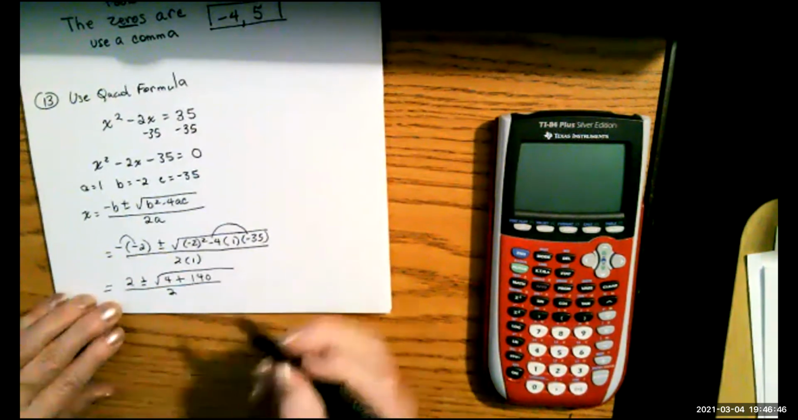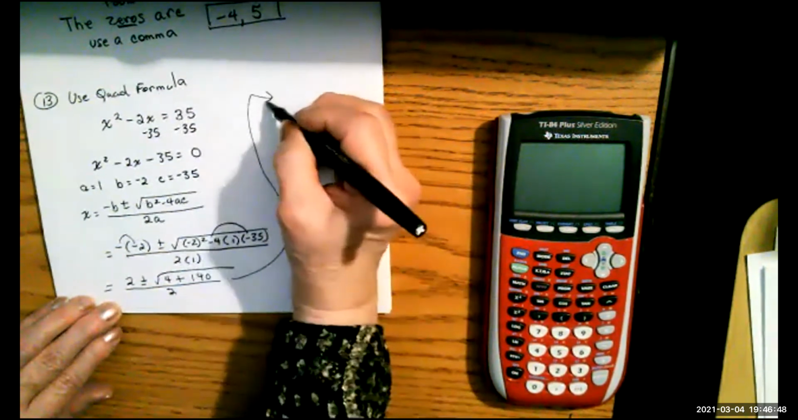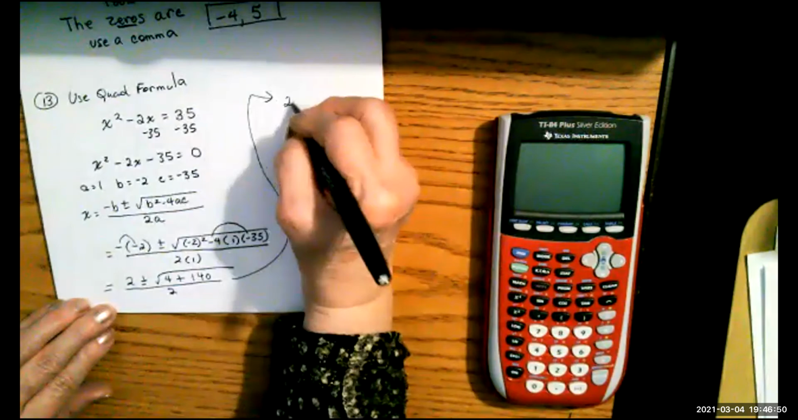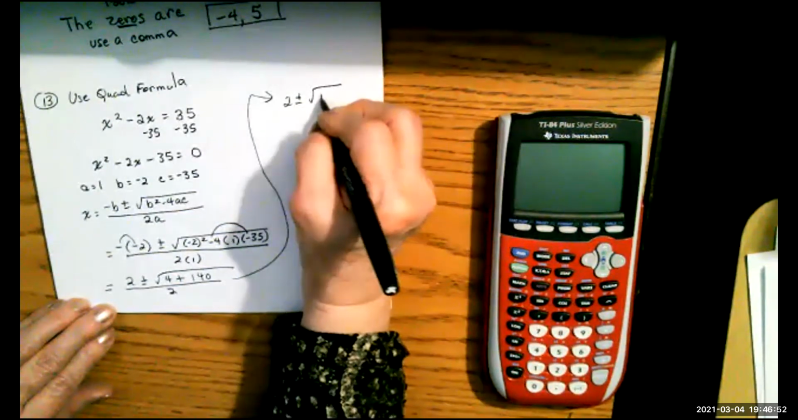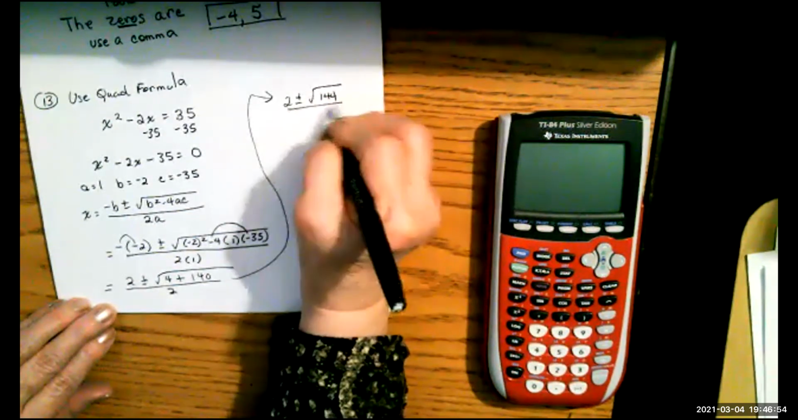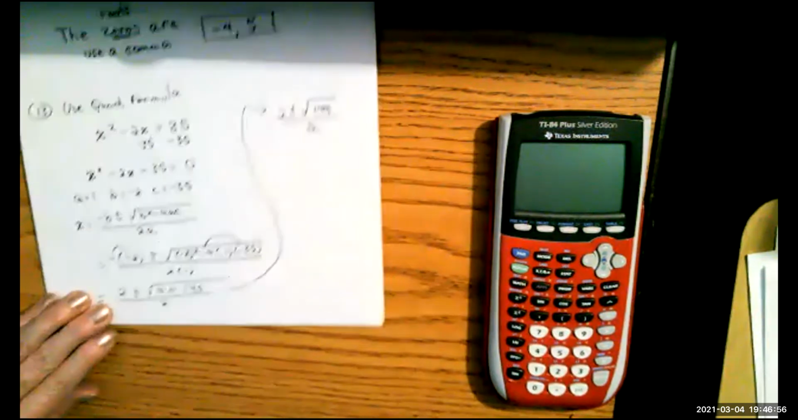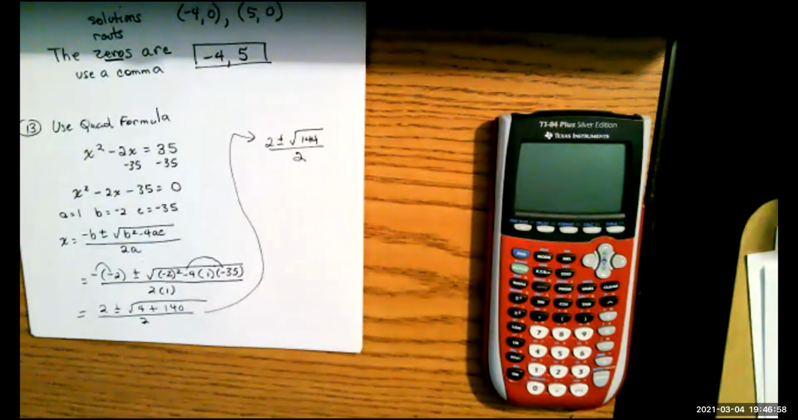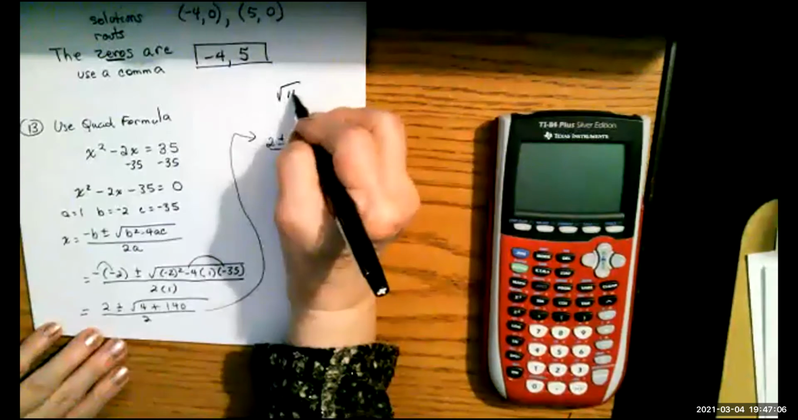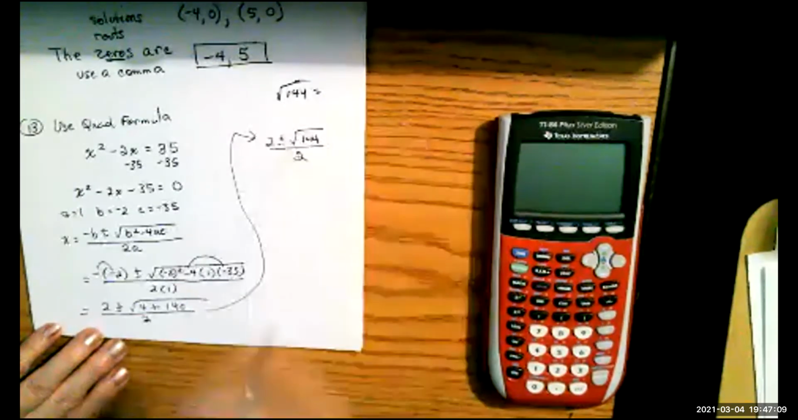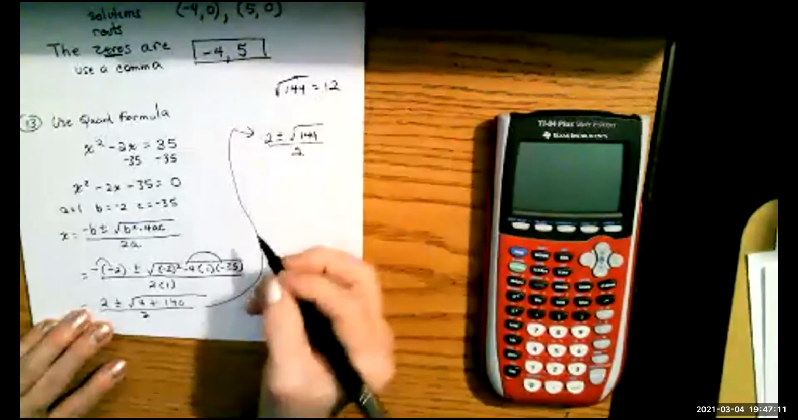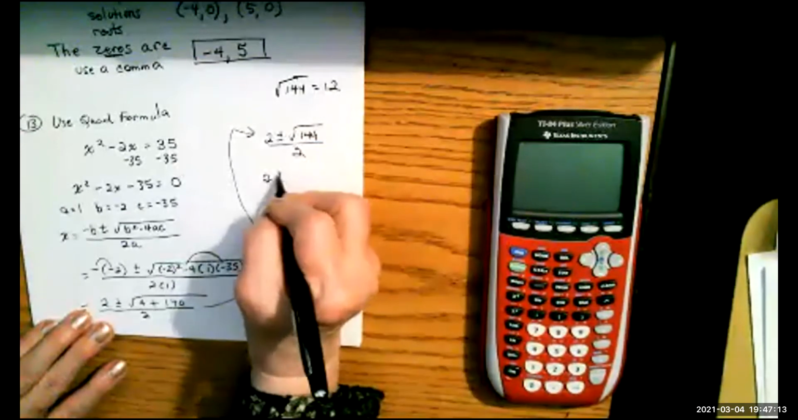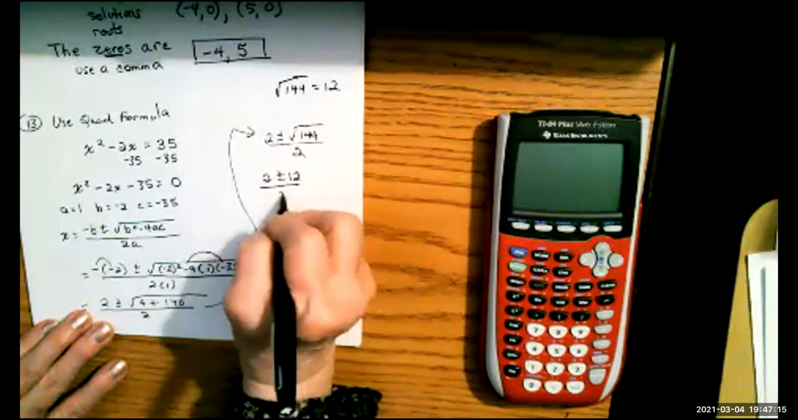Okay. So now I'm going to come up here and I'm going to say that's 2 plus or minus the square root of 144 over 2. Now somebody tell me, is 144 a perfect square? Yes. It sure is. What's the square root of 144? 12. So I can say that's 2 plus or minus 12 over 2.